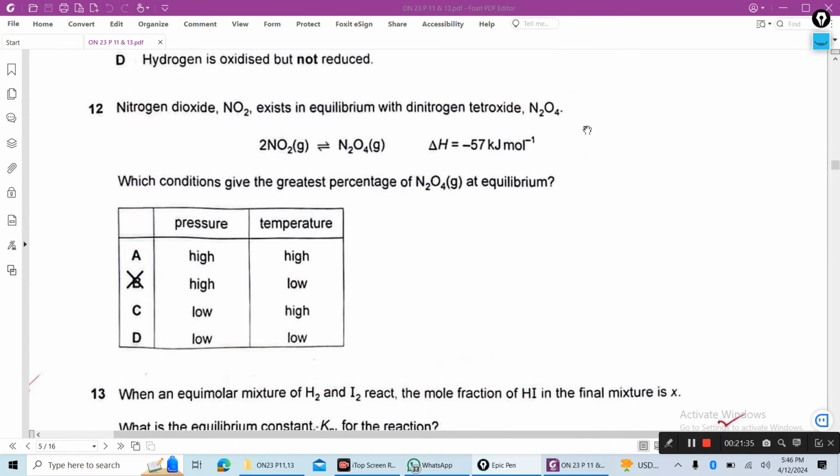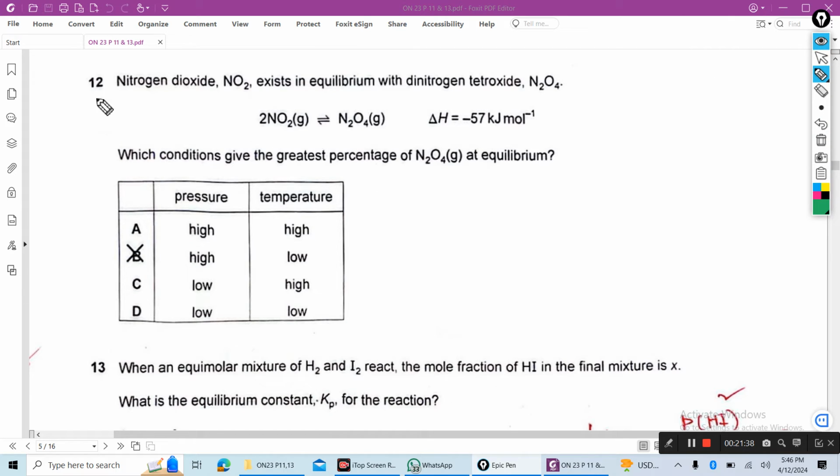Now 12. Nitrogen dioxide exists in equilibrium with dinitrogen tetroxide. This is an exothermic reaction. Which condition gives the greatest percentage of dinitrogen tetroxide at equilibrium? Greatest, this means more. So you see pressure. Here 2 moles of gas, 1 mole of gas. So high pressure definitely. If you use high pressure, equilibrium will move from left to right to decrease the number of moles. So the greatest percentage of N2O4 will form.